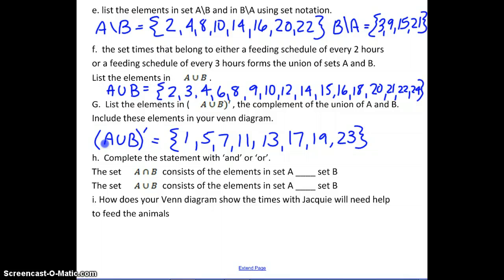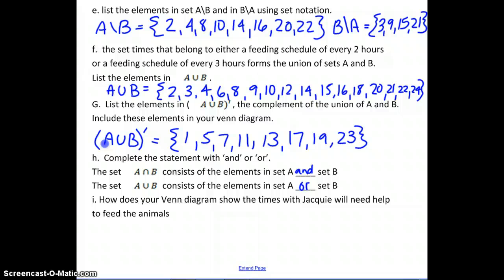Next, we're going to complete these sentences. A intersect B. What should go in this blank, and or? The ones that are in set A and set B, because they have to be in both. This one, A union B, is the elements in set A or B. So this means it could be either. So it's in both and it's in either.